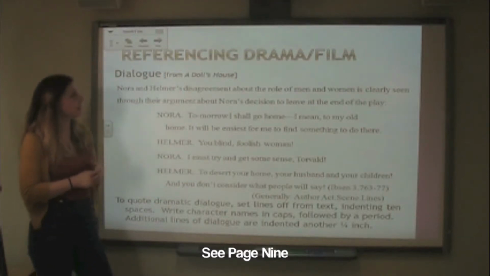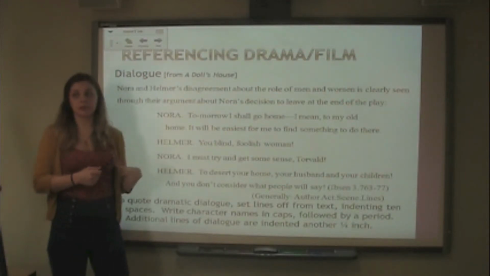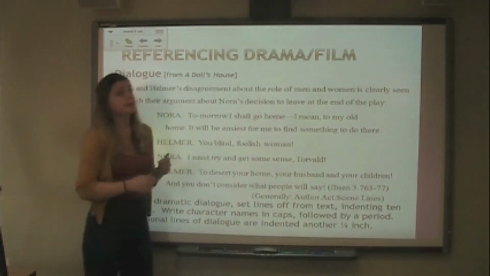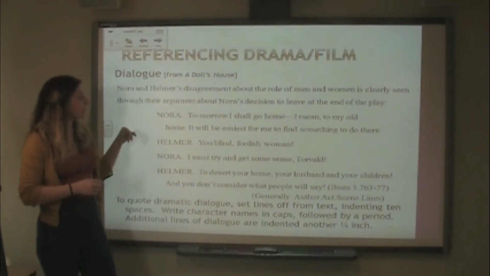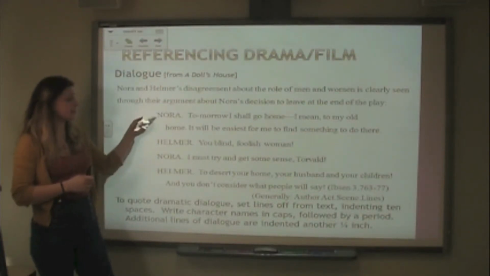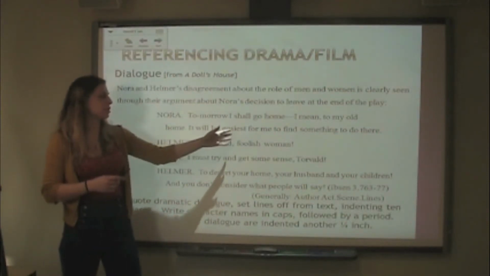Okay, so referencing drama or film. So with dialogue, this is from A Doll's House. Just like with the long quotations, you would also have the semicolon to signify, this is on page 9 if you kind of want to follow along in your handbook. Important here is that it would be similar to as it appears on the page. The name would be in all caps. You would have a period there, and then the dialogue would continue.